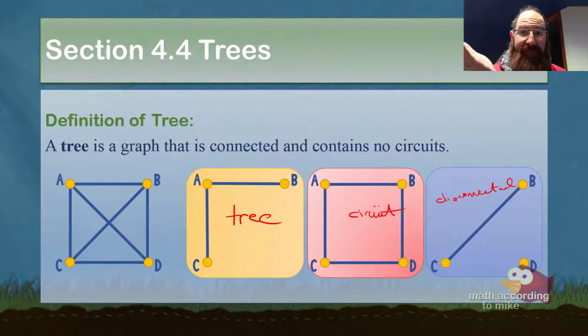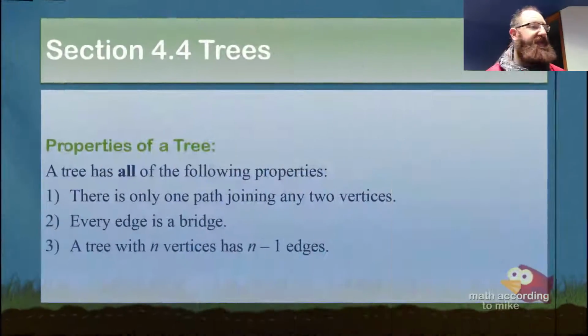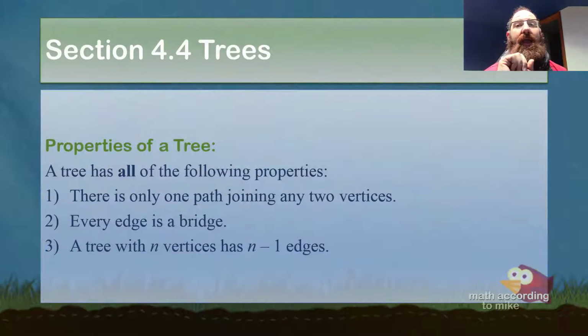Now, if I ask you what's the definition of a tree, you're right, a connected graph that contains no circuits. Done. However, there are properties of a tree, and don't confuse a property with a definition. I'll get to that in a second. So a tree has all the following properties. There's only one path joining any two vertices. Every edge is a bridge. And a tree with n vertices has n minus 1 edges.